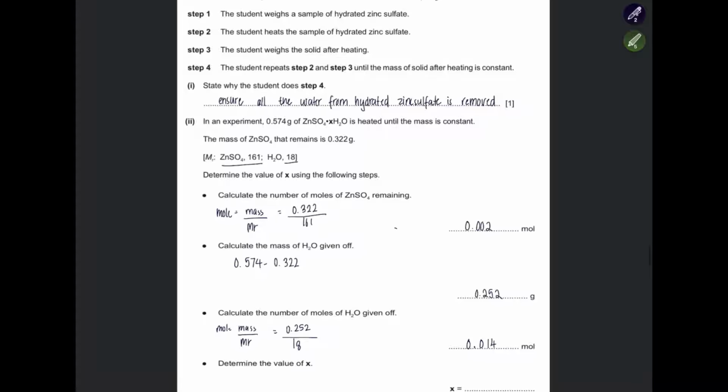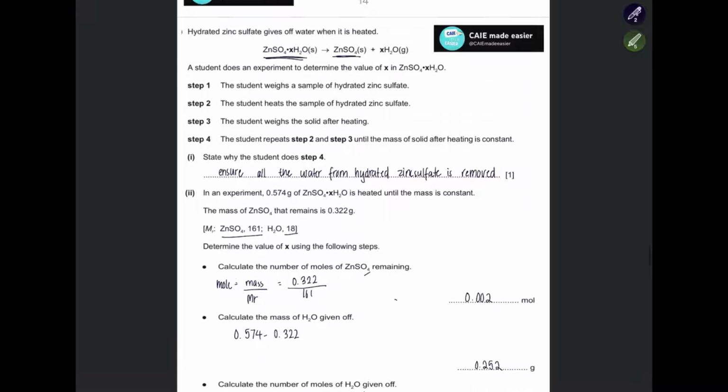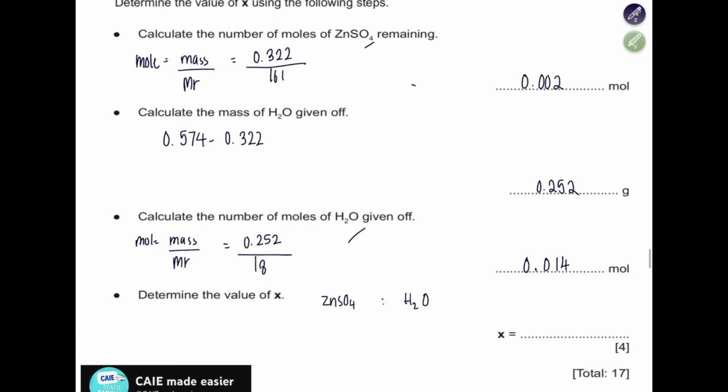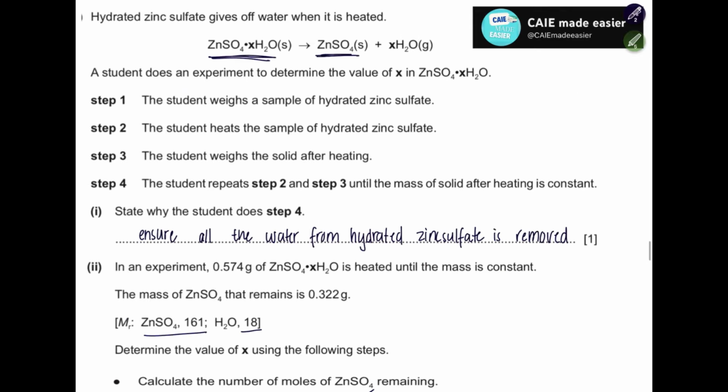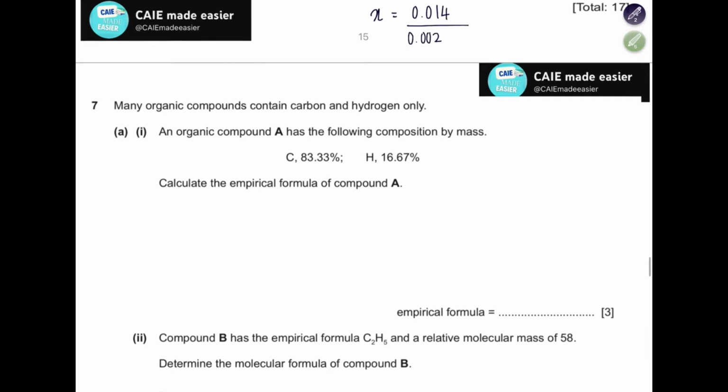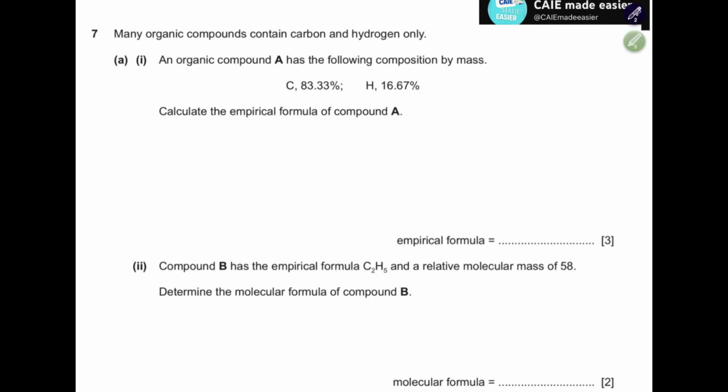Next, determine the value of X. We know the moles of water and we know the moles of zinc sulfate. We basically have to find the ratio between the two, okay? What are the moles? 0.002 to 0.014. This is 1 zinc sulfate, so the ratio here is 1 to X. The answer is 7.